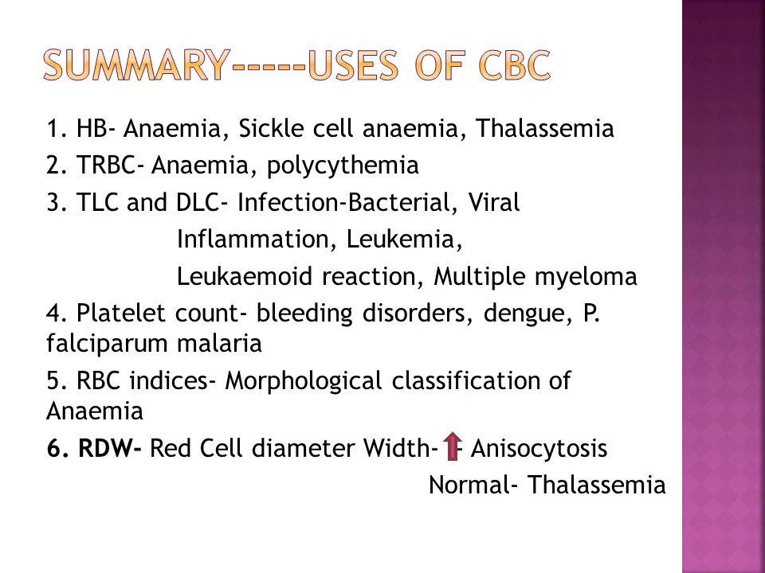Then RBC indices helps for the morphological classification of anemia, whether microcytic or macrocytic. If microcytic, it can be seen in iron deficiency anemia, sickle cell anemia, thalassemia. Macrocytic can be seen in megaloblastic anemia, hemolytic anemia. Then RDW, that is red cell distribution width, is important parameter, can be calculated only by the automated cell machine, and if it is increased, it is seen in anisocytosis, that is thalassemia, in that it is normal. So these are the uses of the complete blood cell count.